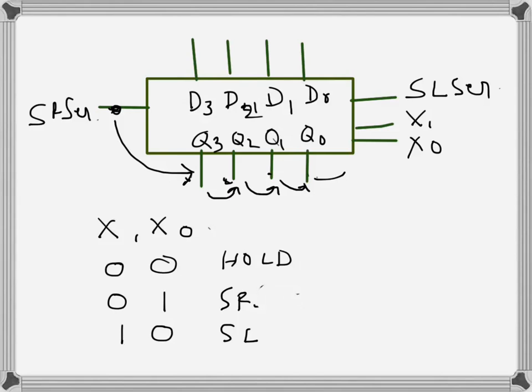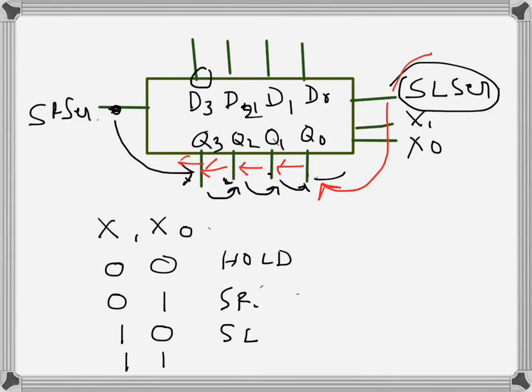So when shift left is happening, this input will come here, the shift left serial input. Whatever is here as input will travel to the Q0, Q0 will go to Q1, Q1 will go to Q2, Q2 will go to Q3, and Q3 will be lost. And when this is 1, 1 here, that means these 4 bits will be loaded.